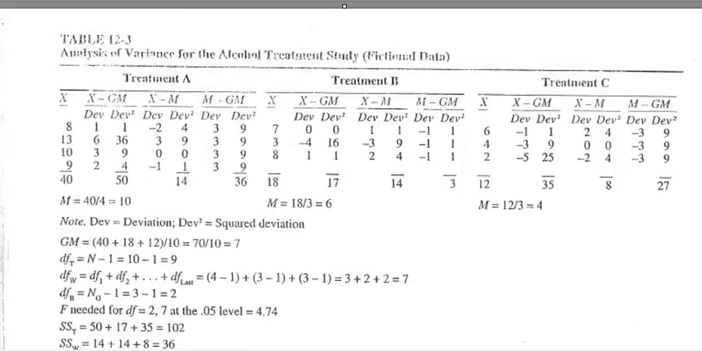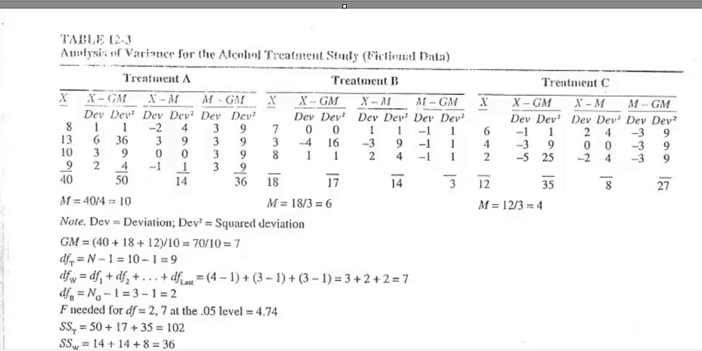The first thing that we do when calculating a one-way analysis of variance is that we have to calculate the grand mean for all of the scores, and we have to calculate the mean for each of the groups. In this case, we have three groups: treatment A, treatment B, and treatment C. The null hypothesis of this one-way ANOVA is that there is no significant difference in the means for these three groups. In other words, they all come from a population with a common mean.